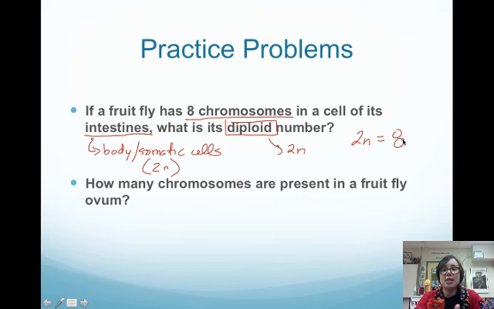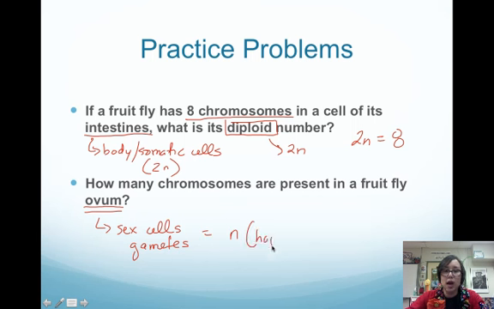The next question is, how many chromosomes would be present in the fruit fly's ovum? Well, in order to figure that out, I have to ask myself, ovum, is that a body or somatic cell, or is it a gamete or a sex cell? And I know that ovums are the female versions of sex cells, also called gametes. And I know that my gametes are always n, or they're haploid. So in order to determine my haploid number, all I have to do is take my 8 and divide it by 2. So my haploid number in this case for my fruit fly would actually just be 4.